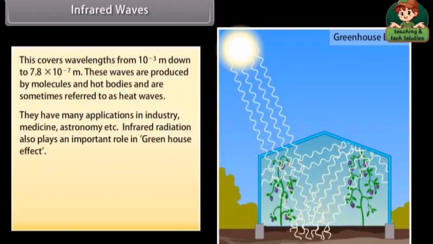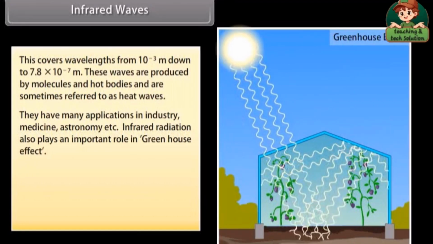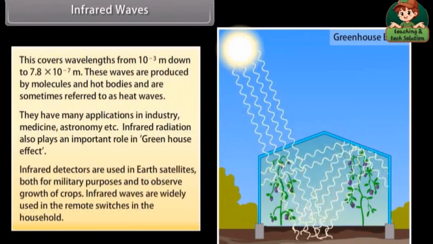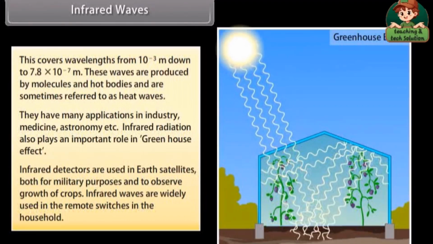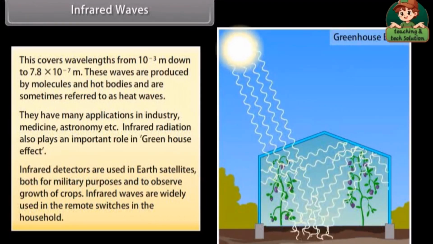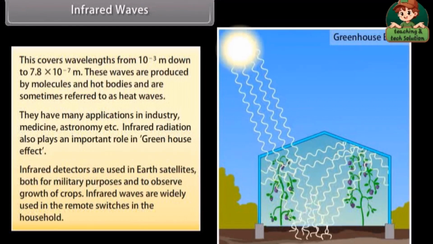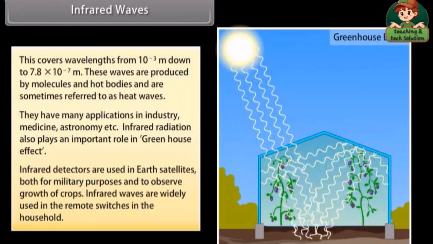Infrared radiation also plays an important role in the greenhouse effect. Infrared detectors are used in Earth satellites, both for military purposes and to observe growth of crops. Infrared waves are widely used in the remote switches in the household.